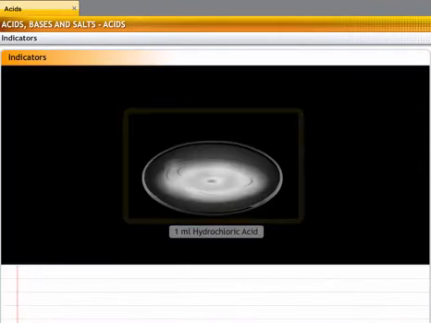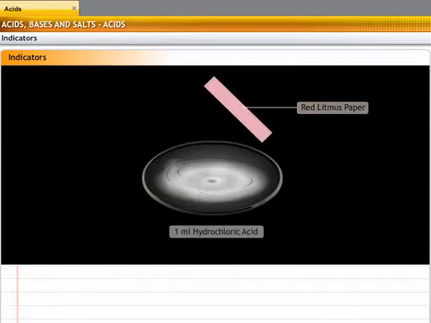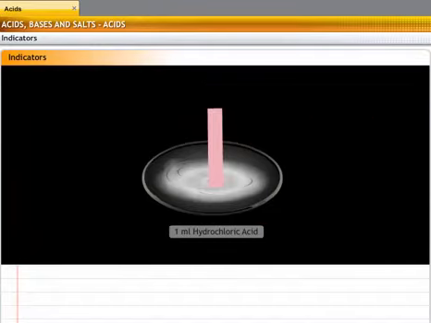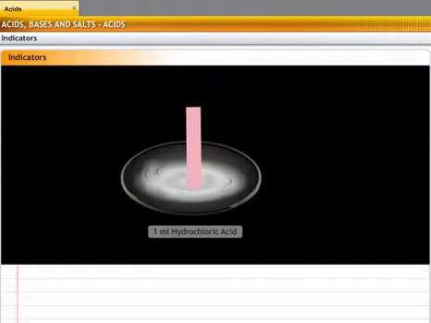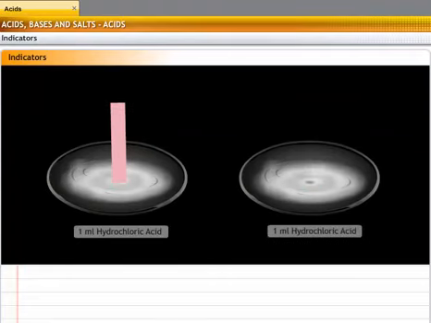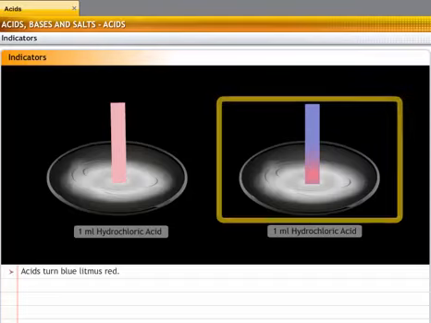Take 1 milliliter of any acid and put it into a watch glass and then place a red litmus paper in it. There is no change. In the same setup, place a blue litmus paper and see what happens. The litmus paper will turn red, indicating the presence of acid. This shows that acids turn blue litmus red.